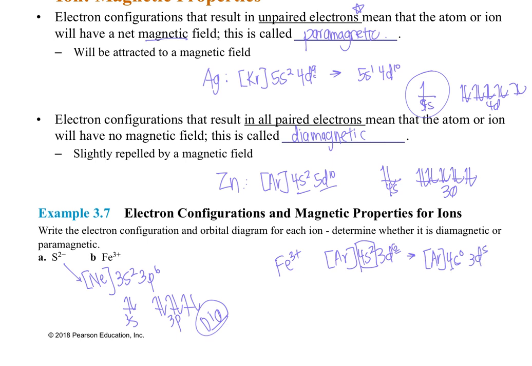So we end up getting 4s, nothing's in that, 3d, 1, 2, 3, 4, 5. So very unpaired, very paramagnetic.